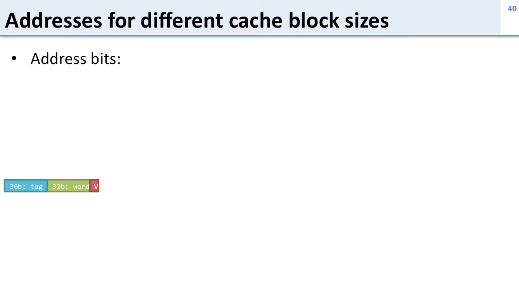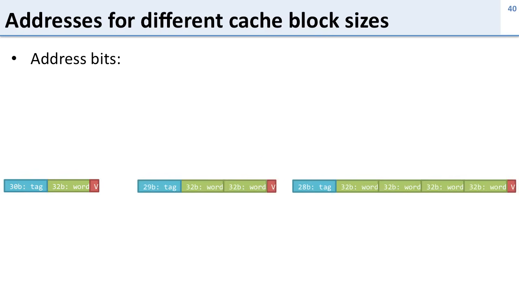So let's take a look at the address bits. Here we've got a cache which has a single word in each line or each block. And here we've got two other caches which have 2 words per block or 4 words per block. So for the 1-word cache block, here's how we're going to use our address bits. We're going to use 30 bits for the tag and 2 bits to determine which byte in the 32-bit word.